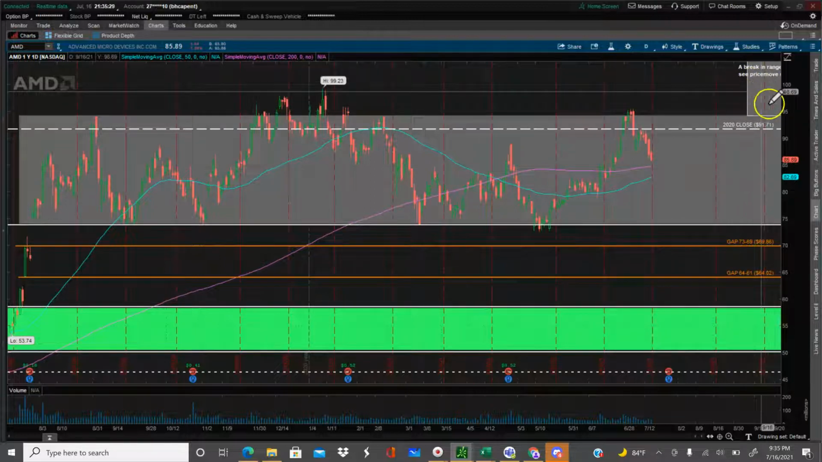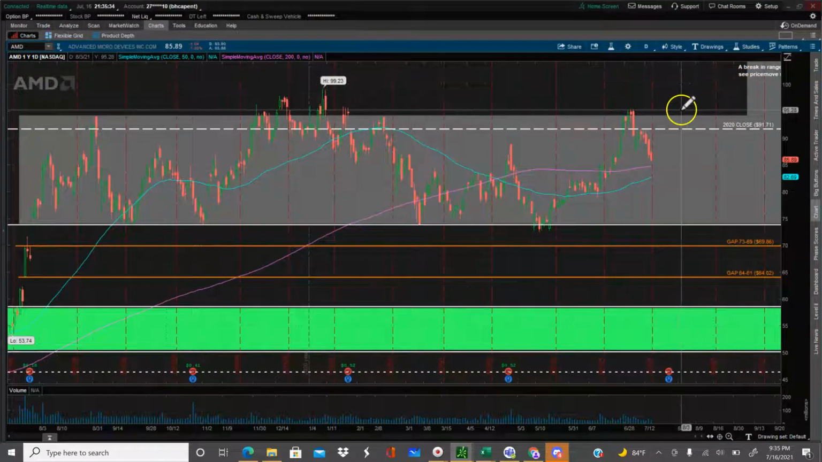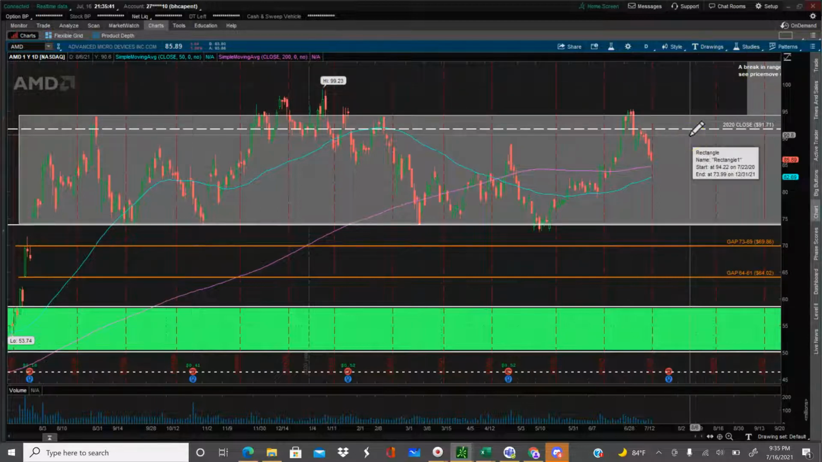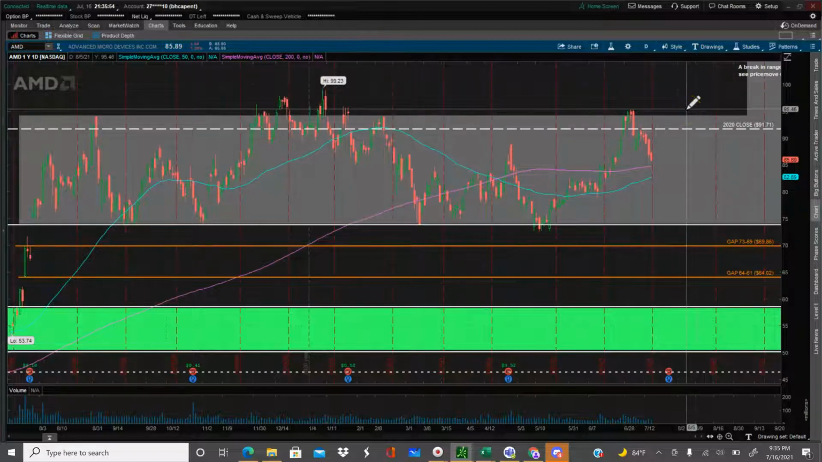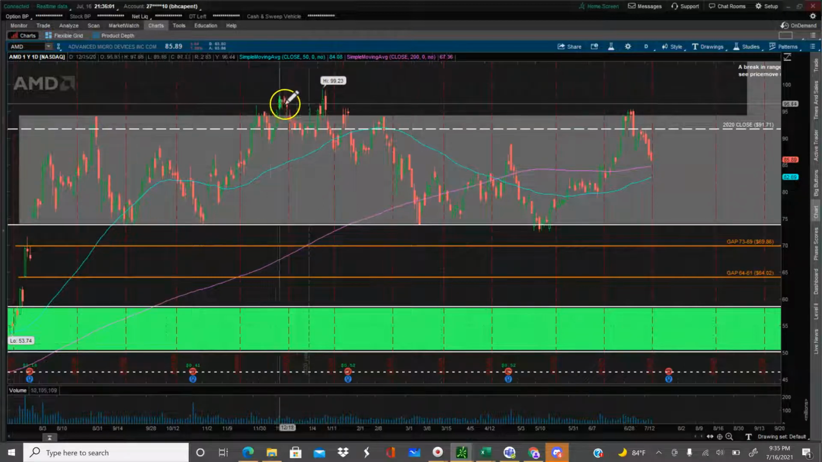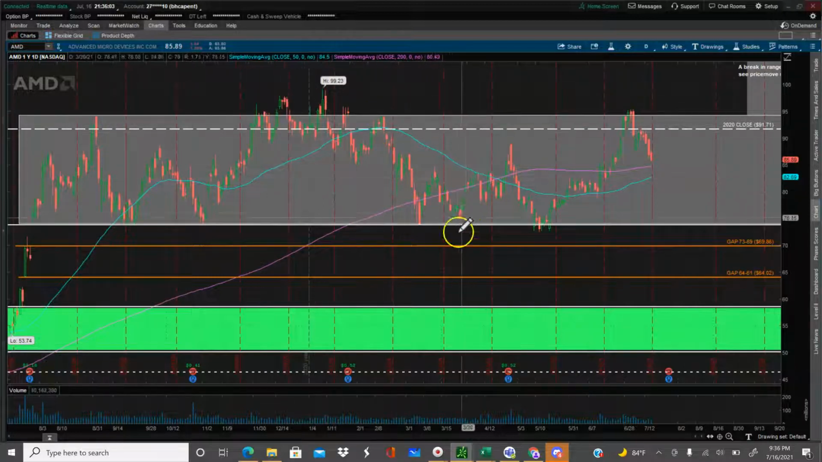This top side remains intact in my opinion. Once it breaks this 94, 95 area and holds, then it's headed for 115. Don't know when that happens. Don't know how fast that would happen. But that's just one of the levels that I would definitely be on the lookout for once AMD gets above 95 and holds above 95. And it hasn't done that often in its life. So keep that in mind.